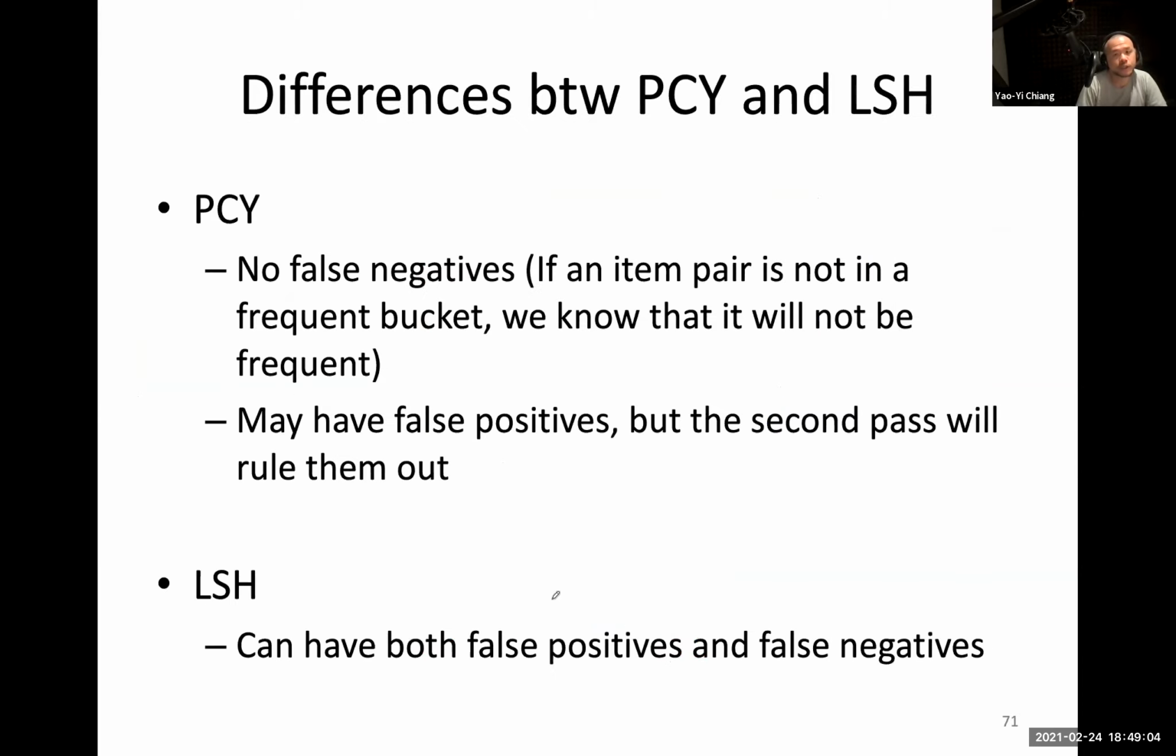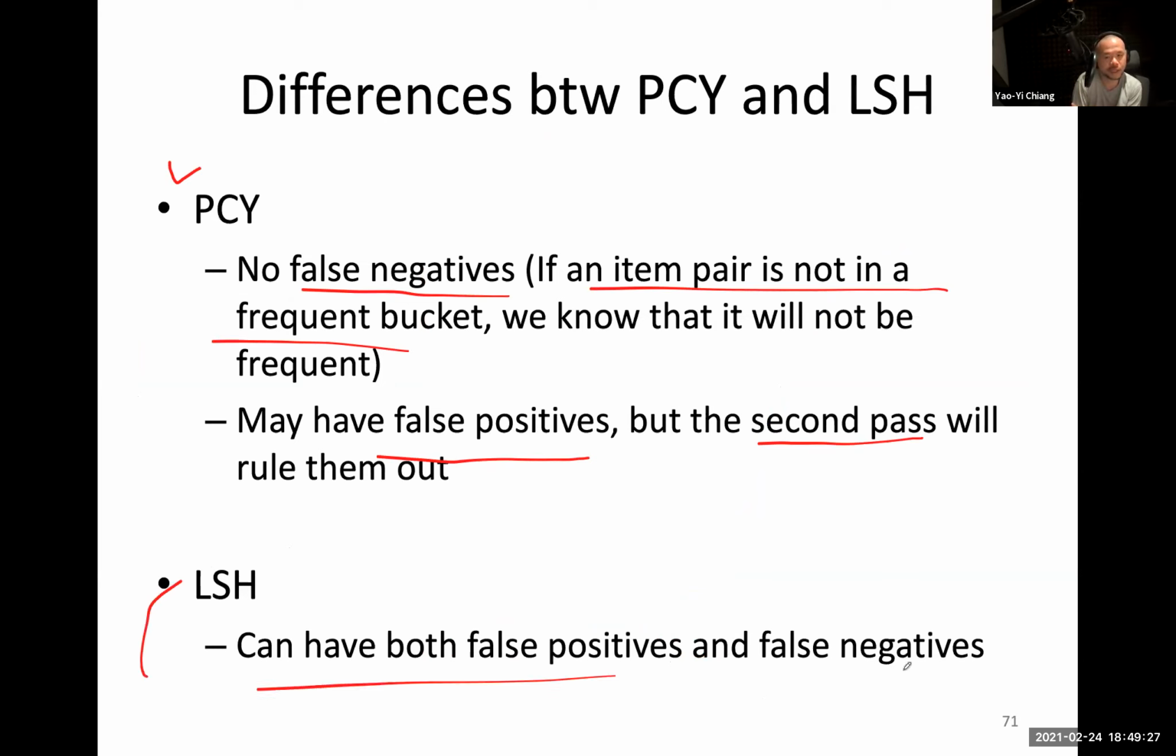The difference between PCY and LSH: they both use buckets. In PCY, there's no false negative. If an item pair is not in a frequent bucket, we know it's not frequent. You can have false positives, but your second pass will rule them out, right? Because you're going to count them again. In LSH, you can have both false positives and false negatives, but you can also eliminate false positives by comparing the original documents or the signatures. We are going to talk about that later today.